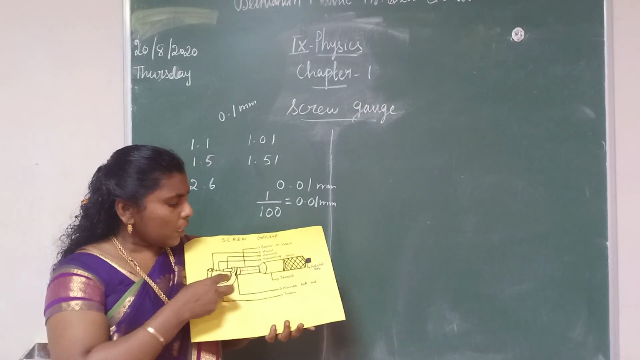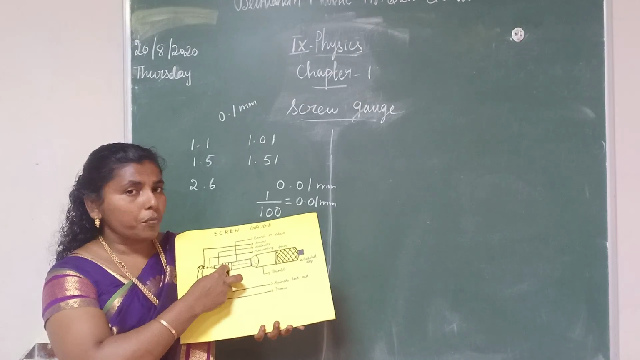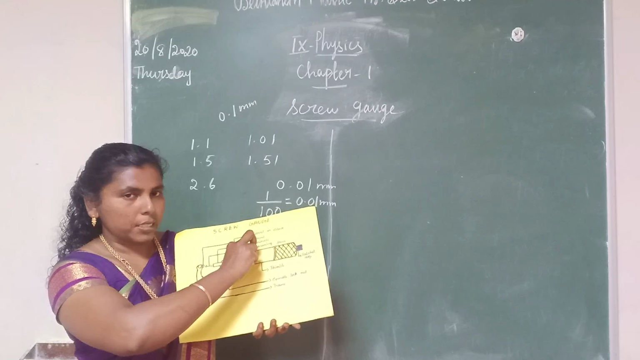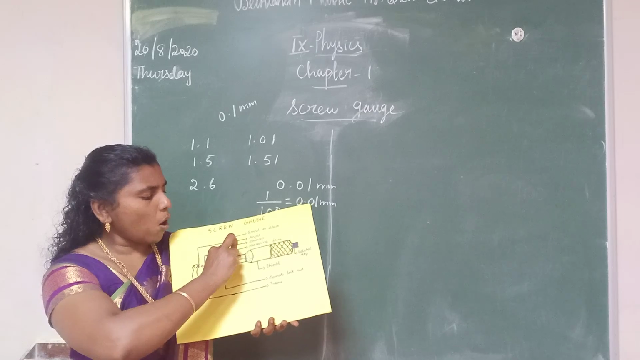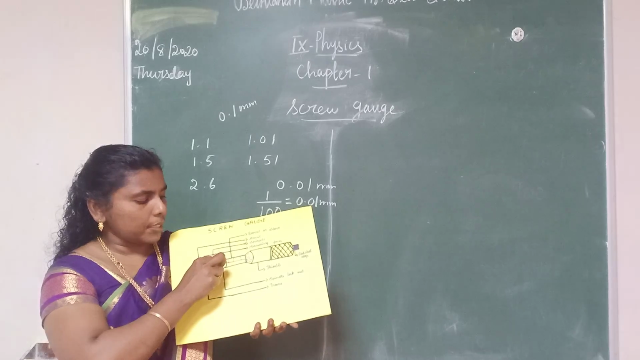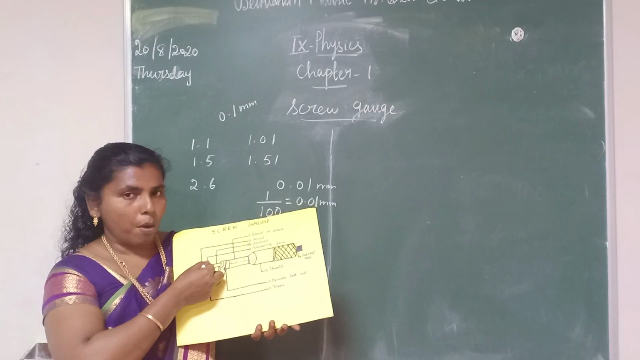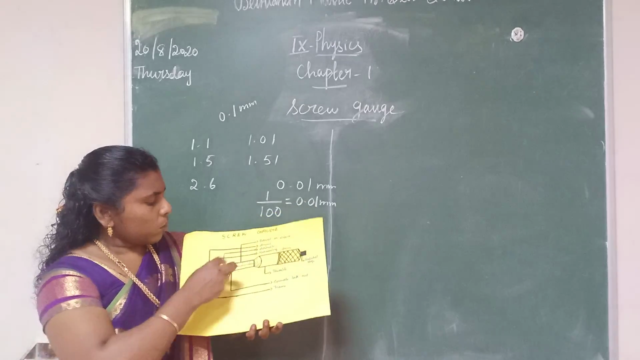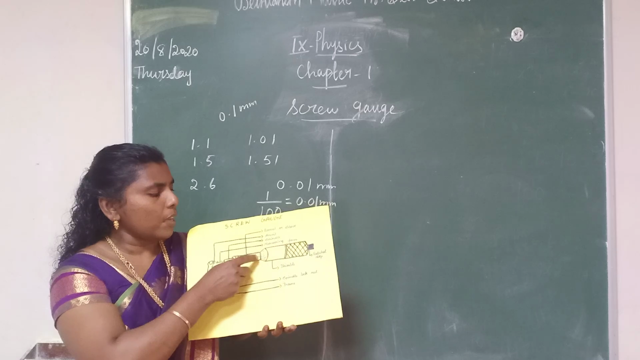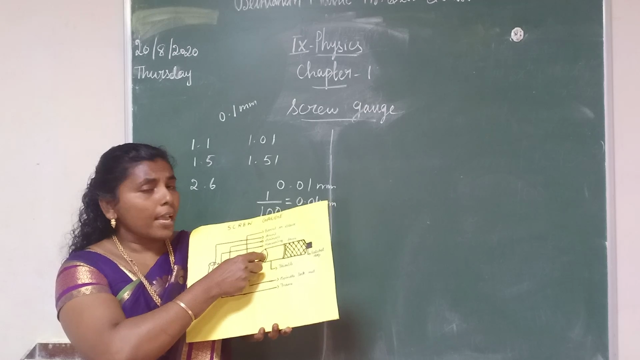Look at this picture. The screw gauge consists of a U-shaped frame. At the end of the frame, a hollow cylinder is attached. Inside the cylinder, grooves are provided so that the tip of the screw will move inside and come out when we are using it. It consists of two scales: one is the pitch scale and another one is the head scale. The head scale has 100 divisions.